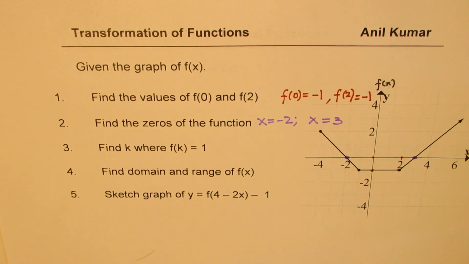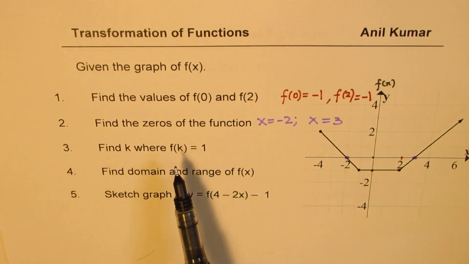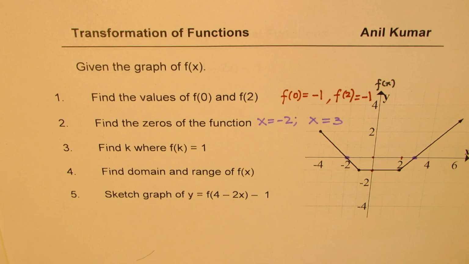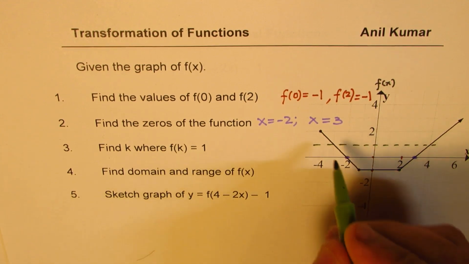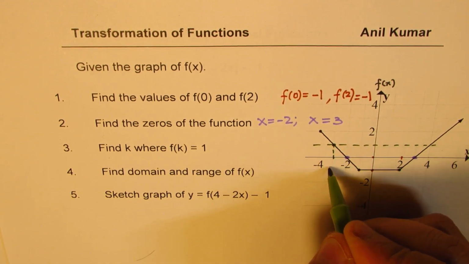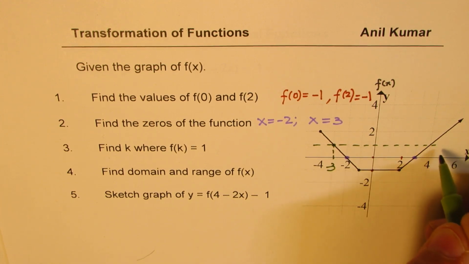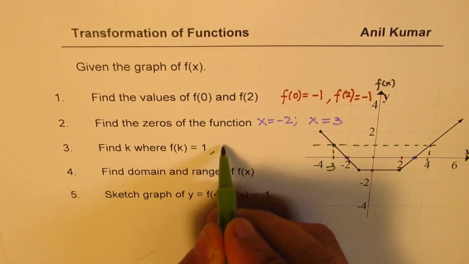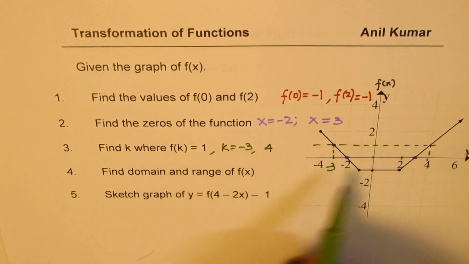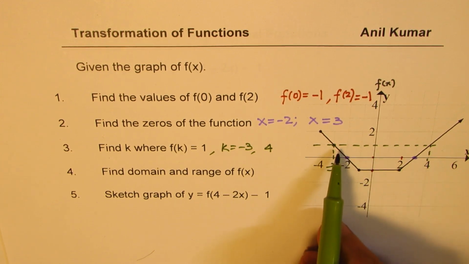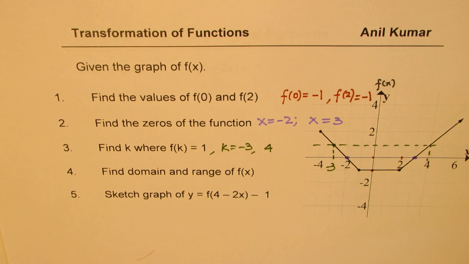Now the third question here is, find k, where f of k is 1. So the y value is 1, that is given to us. We have to find at what x value will the value of the function be 1. So if I draw a horizontal line at y equals 1, it intersects at 2 points which give you x value of minus 3 and 4. So the value of k is equal to minus 3 and 4. So at 2 x values, minus 3 and 4, the value of the function is positive 1, right?